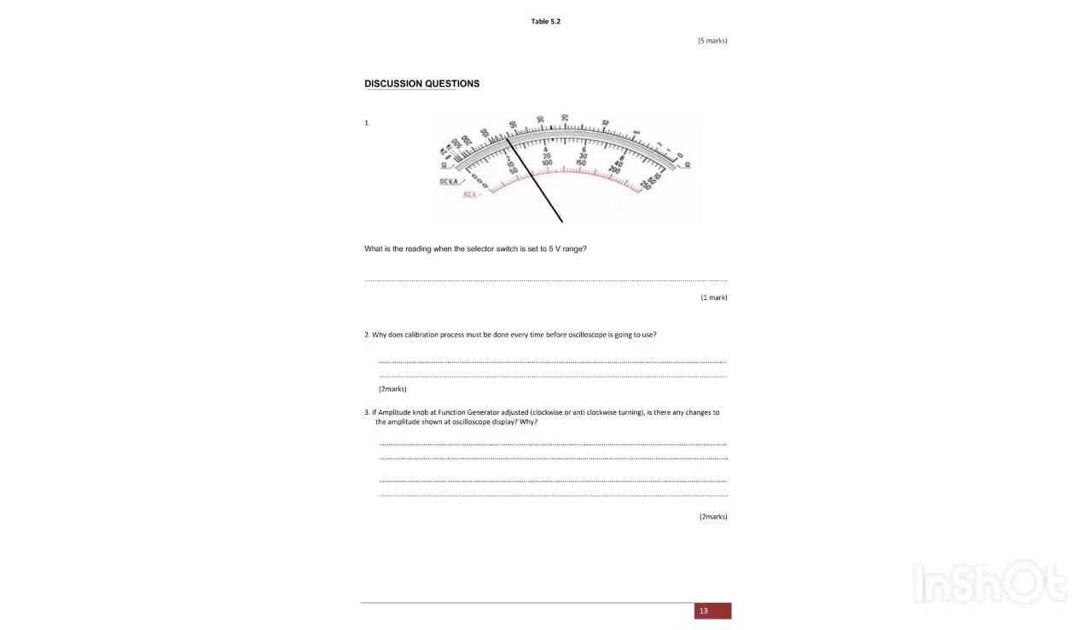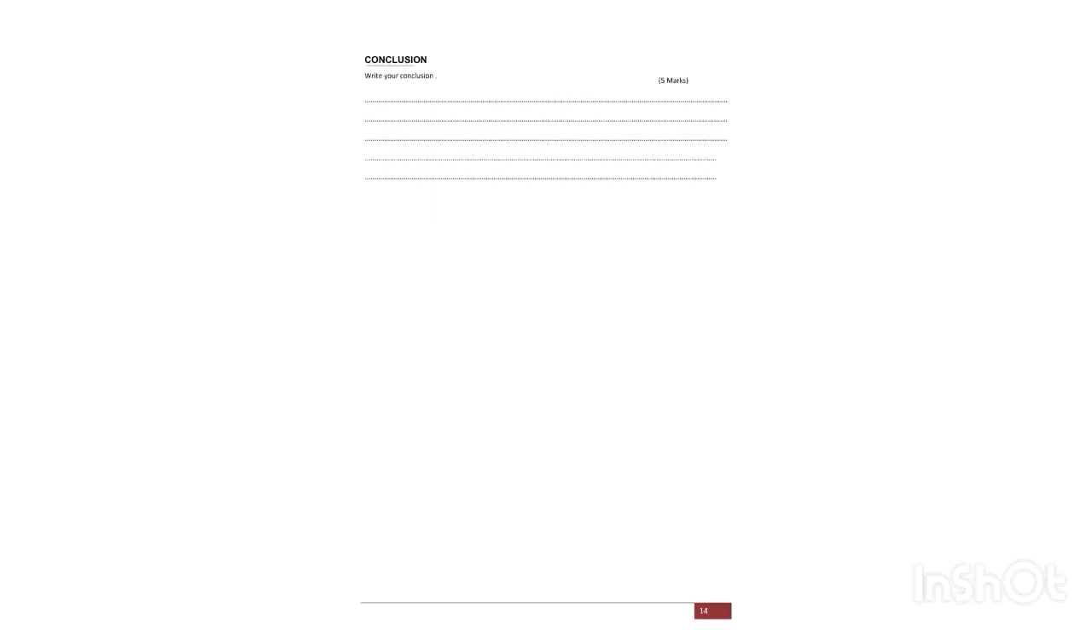Why? Yes, there will be a change in the amplitude display on the oscilloscope because the amplitude knob controls the output voltage level of the function generator. When you turn it clockwise, the amplitude increases. When you turn it anti-clockwise, the amplitude decreases. Therefore, the oscilloscope shows a higher or lower waveform height.